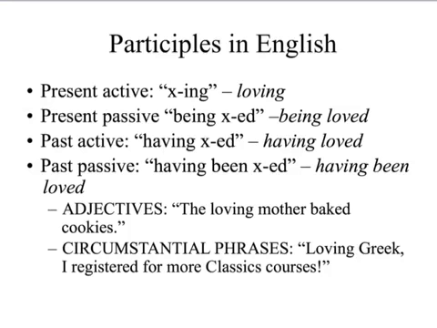But participles can also be used to form circumstantial participial phrases. So in the sentence, loving Greek, I registered for more classics courses, the participle loving there is governing a direct object, Greek. It is modifying the subject of the sentence, I, and it's telling you the circumstances under which the main verb happened. So I registered for more classics courses in the circumstances of loving Greek.